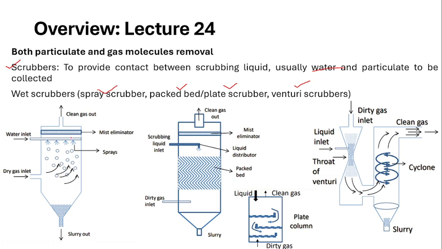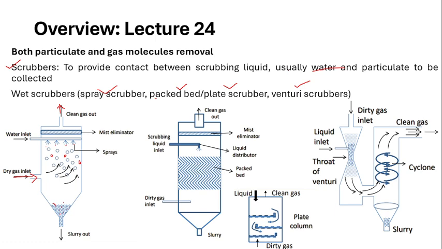So the first one, this is the spray scrubber. As the name indicates, the scrubbing liquid here is the water. This water is getting sprayed here. So what happens here is the dirty gas will go inside like this, and it will come into contact with the sprayed water molecules. So whenever these gas molecules are in contact with the scrubbing liquid, all this dirt matter will be collected as a slurry, and it is removed from the bottom. And the clean gas alone will flow out from this wet scrubber. This is the spray scrubber.